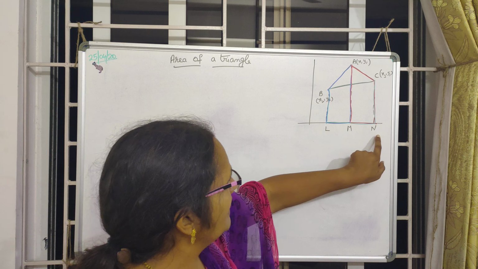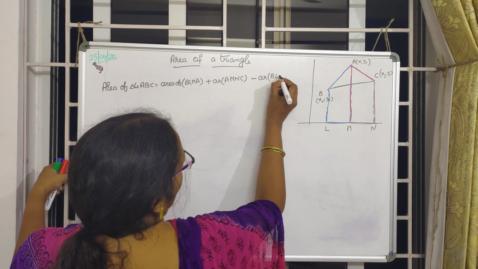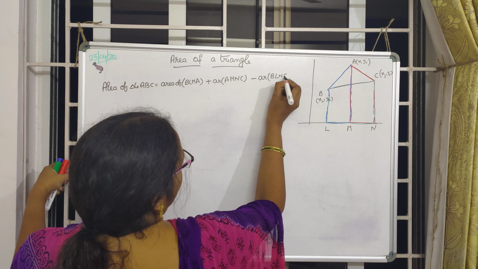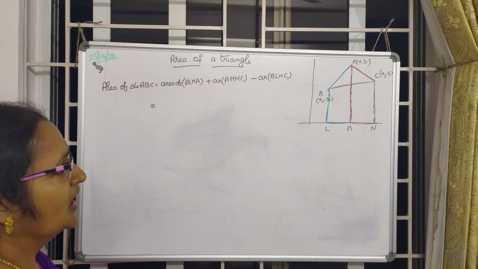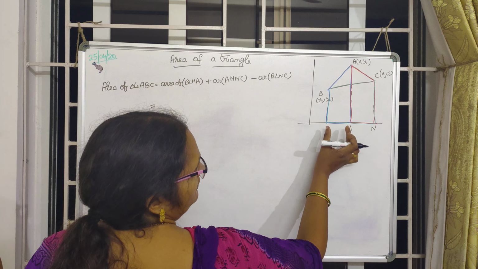Now please take it down. Area of triangle ABC is equal to area of trapezium BLMA plus area of trapezium AMNC minus area of trapezium BLNC. Right? What is the area of a trapezium? Area of a trapezium is nothing but half into the sum of the parallel sides into the perpendicular distance between them.